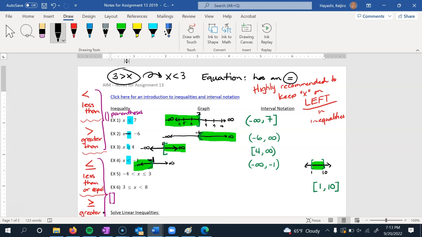So that's why it's recommended to keep x on the left, because x is what you're interested in. X is what you want to compare other things to. You don't want to compare them the other way around. So just try to keep x on the left if you can. If you can't and you end up with something like this, just flip both sides and also flip the direction of the inequality to get an equivalent inequality that's easier to read.